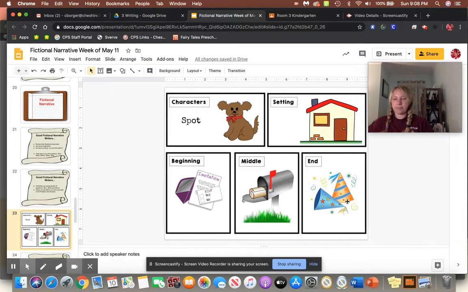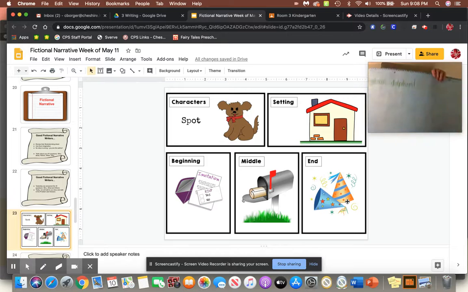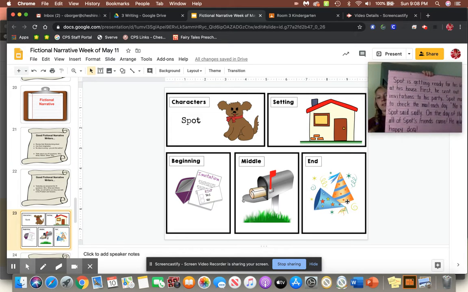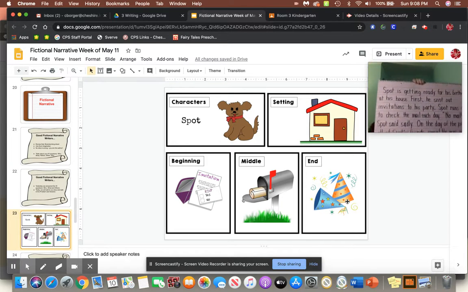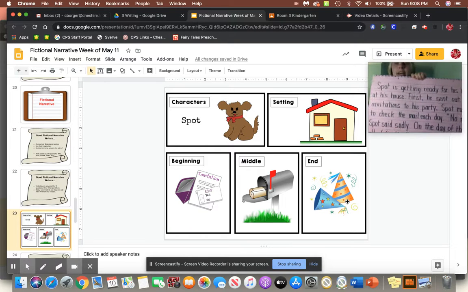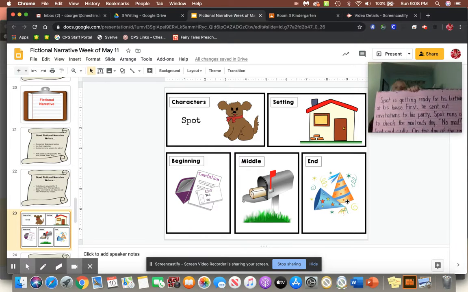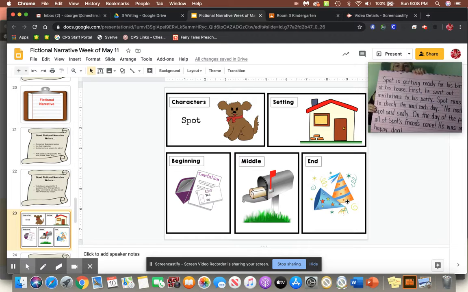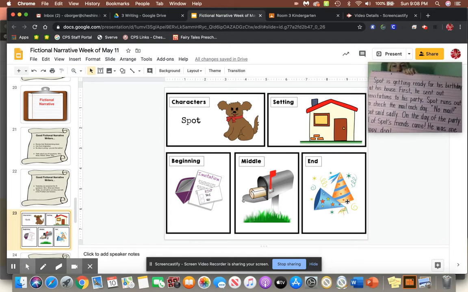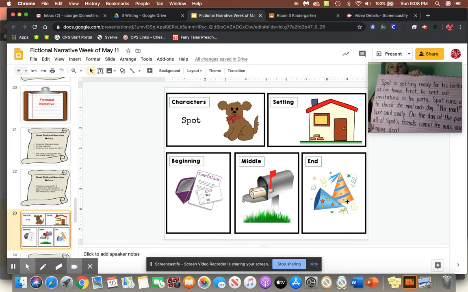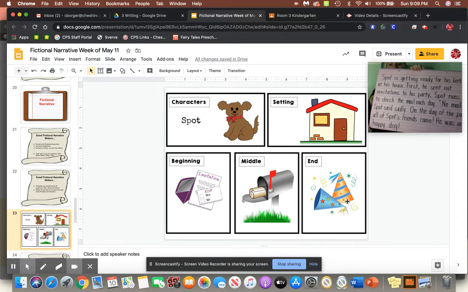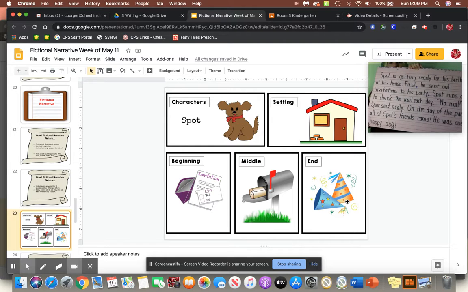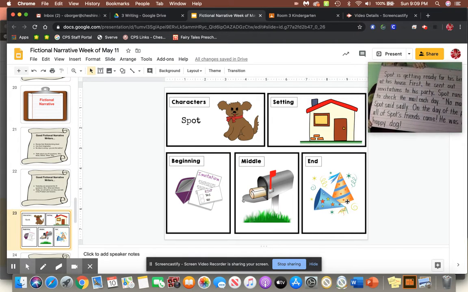Let's read. Spot is getting ready for his birthday at his house. First, I can't see my writing. First, he sent out invitations to his party. Spot runs out to check the mail each day. No mail, Spot said sadly. On the day of the party, all of Spot's friends came. He was one happy dog.